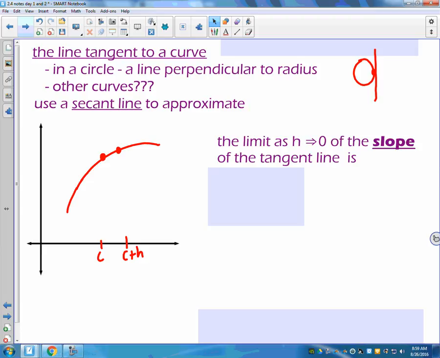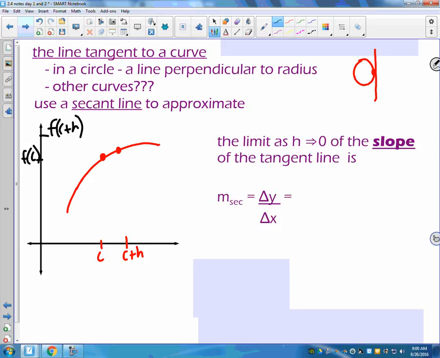And to find it, we're just going to do the average rate of change between C and the y value that would go with C, which would be f of C. And the y value that would go with C plus H would just be f of C plus H. That first day that we did this should kind of jog your memory. This is just saying the slope of the secant line equals the change in y's over the change in x.